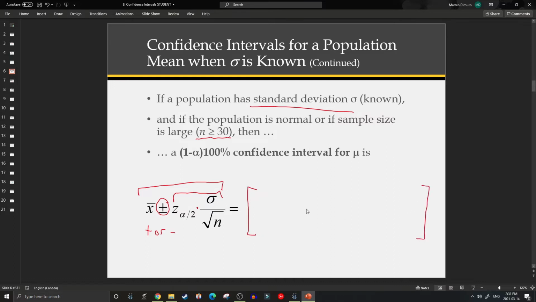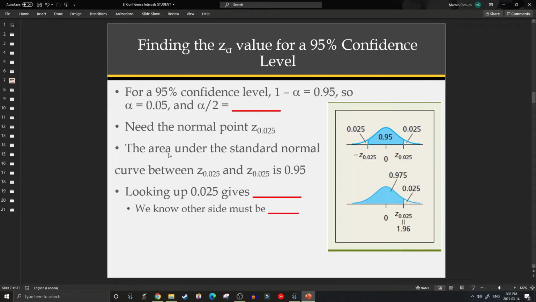So you're going to write some square brackets here. And you're going to write the small number first and then the big number second. So what I mean is you go x bar minus z alpha divided by 2 times the standard deviation over the square root of n, comma, so that'll be the small number, right, because you're subtracting this factor. And then you're going to go x bar plus this special factor here. So basically, you are adding and subtracting whatever this number ends up being from x bar to get the range.